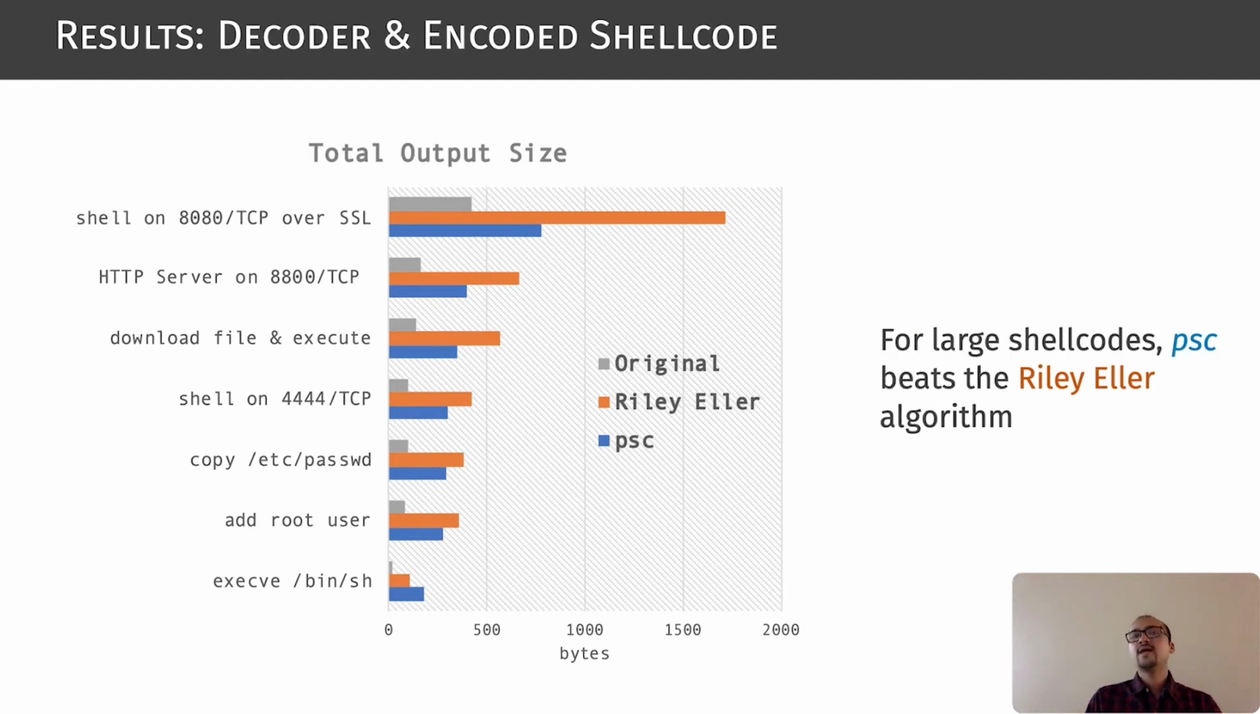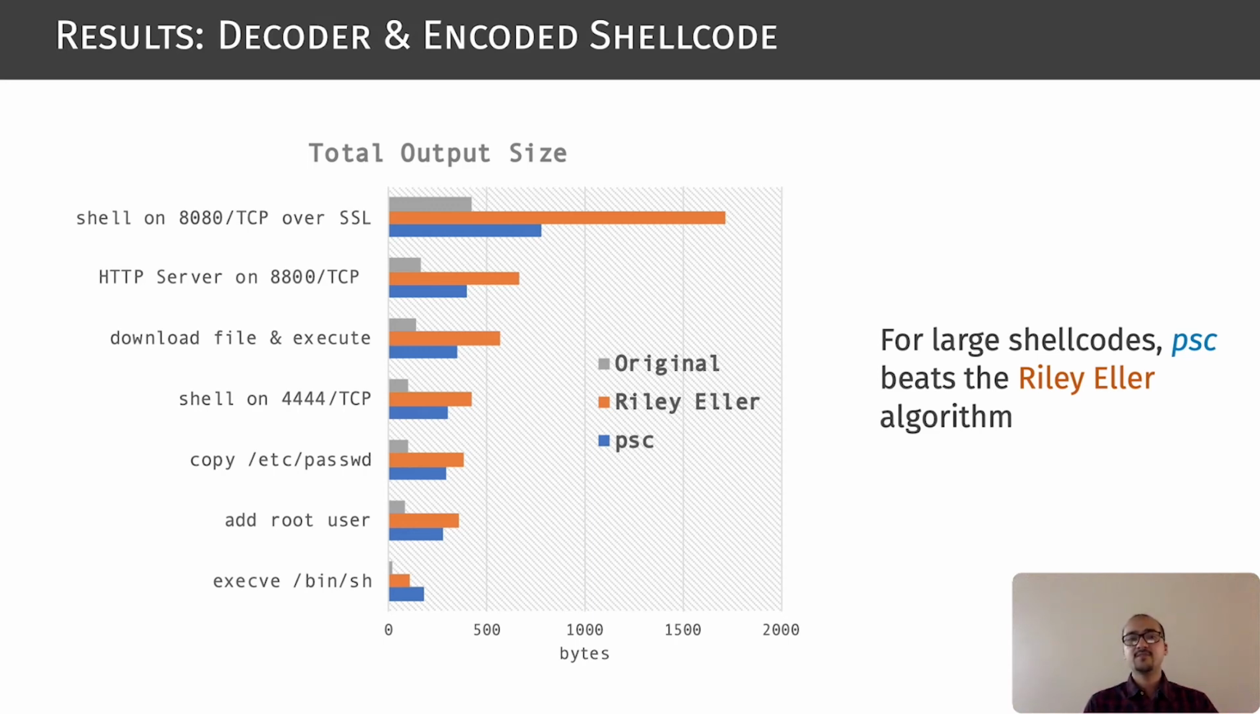However, when we look at the total size, we still outperform Riley Eller's algorithm, but this is for larger shellcodes. To be precise, for all shellcodes which are greater than 45 bytes long in their input, we outperform Riley Eller. This is mainly due to the 146 byte overhead, which is fixed for each and every shellcode that we encounter. Hence, the higher overhead means that for very small shellcodes, we tend to produce larger output.